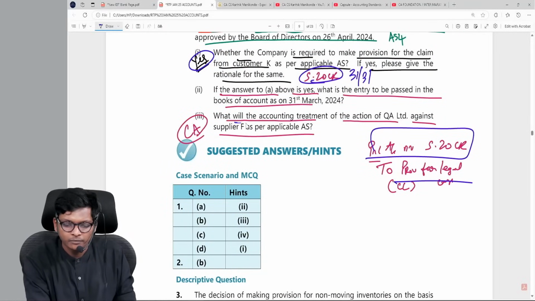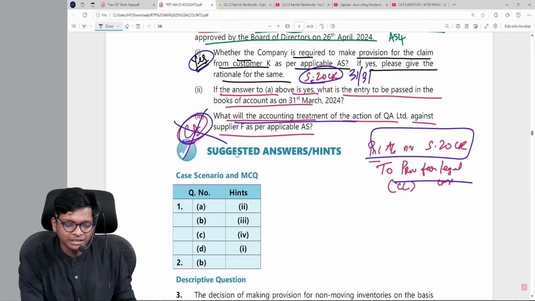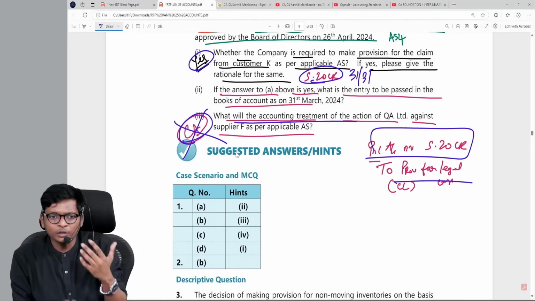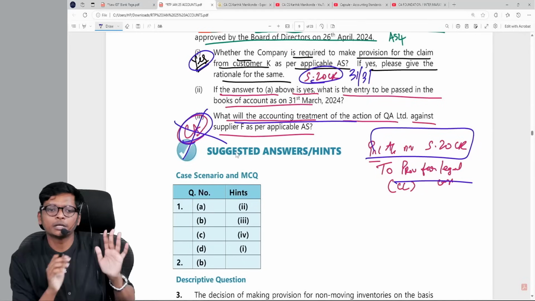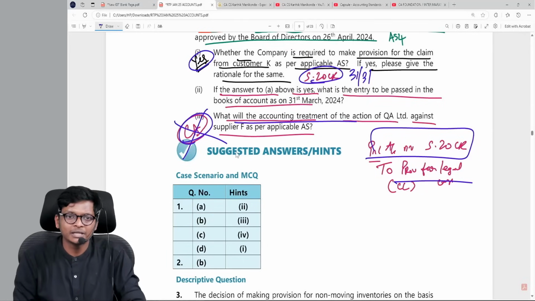Second, the accounting treatment for the contingent asset: a contingent asset will not be accounted. Whatever you think is receivable, you will disclose in the director's report, the board's report. Are you guys following? Any doubts so far?